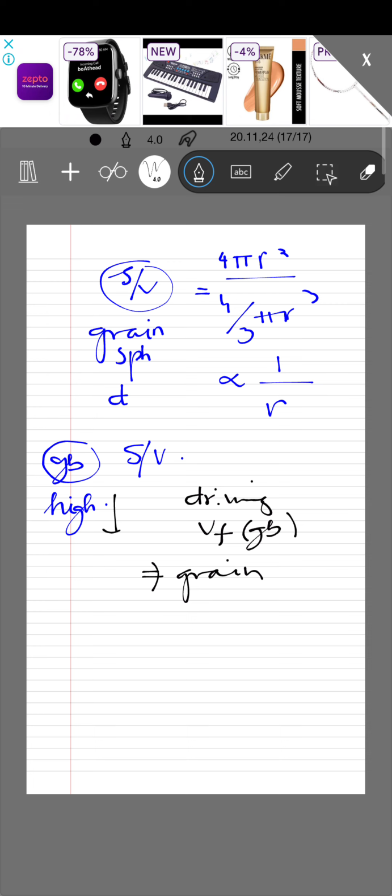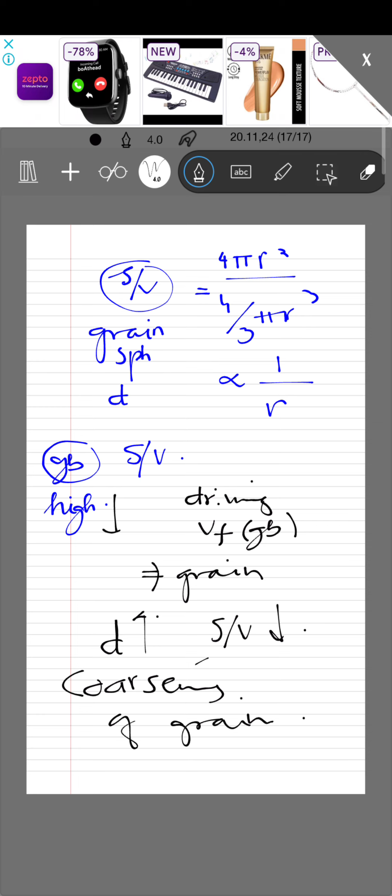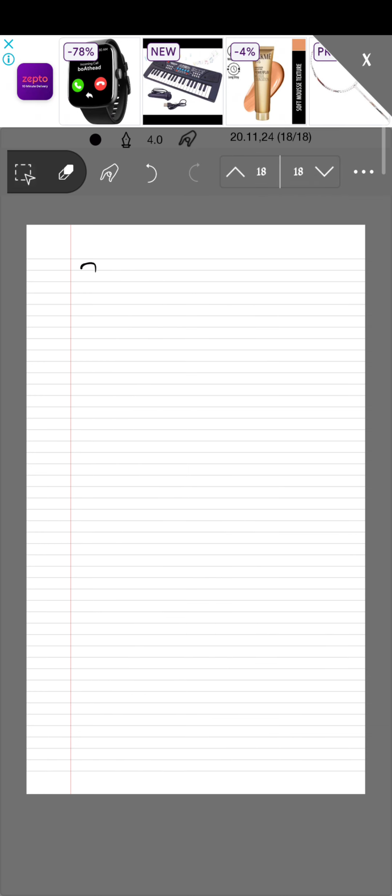So as we increase D, automatically my S by V ratio will go down, and so I reach a state which is of lower energy. This is called coarsening of grains, or increase in size of the grains, and it involves grain boundary migration. Now this grain boundary migration is predominantly a diffusion controlled process.